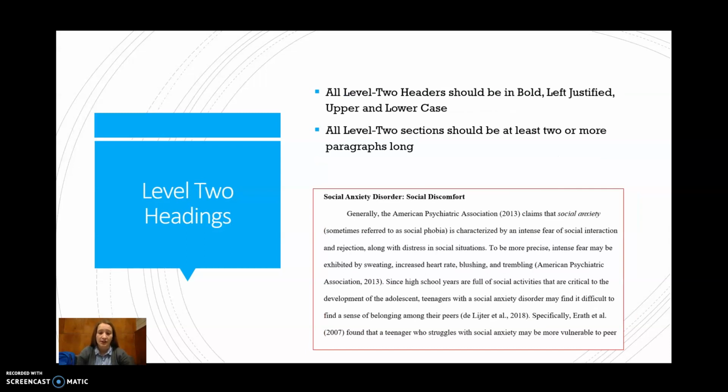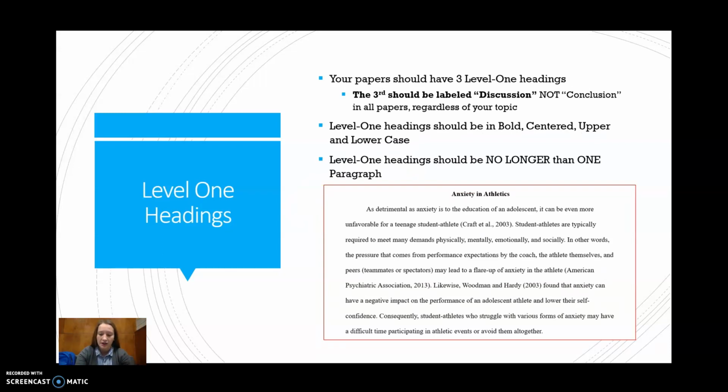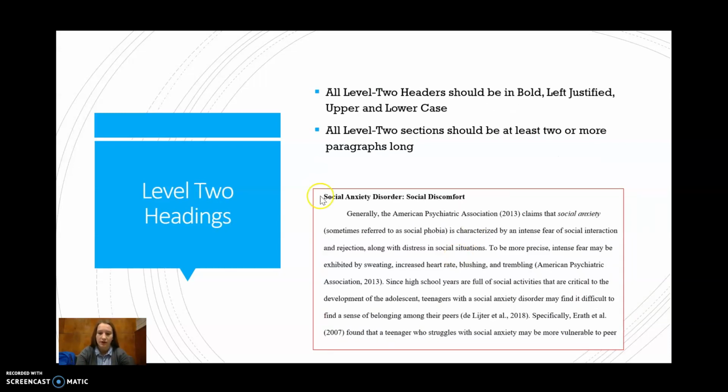Next we have our level 2 headings. These should be bold, left justified, just like right here, and in upper and lowercase, same as the first level heading. Each of your level 2 headings should have at least 2 paragraphs underneath them. So this level 2 heading goes underneath the one I just showed you here. So the main idea is Anxiety in Athletics, and I go a little deeper into social anxiety disorder or social discomfort. And so then this is only one of the paragraphs, but this level 2 heading has 2 paragraphs underneath it.